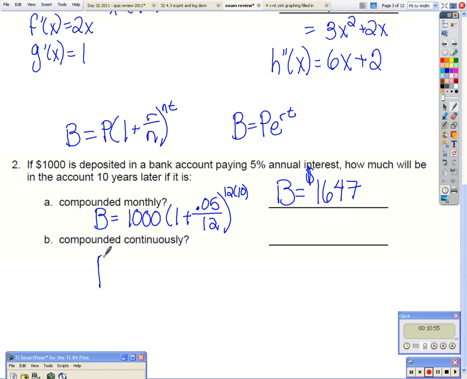Now, if it compounds continuously, I'm going to plug that in my calculator, and our answer is $1,648.72.